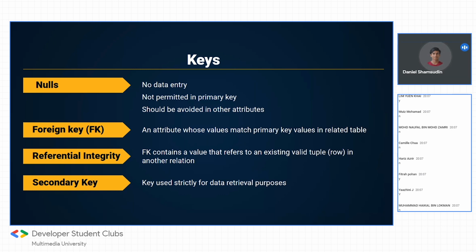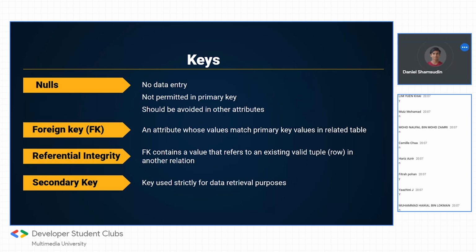The next important word that you'll see a lot in a relational database is foreign key. What is a foreign key? A foreign key is an attribute whose values match a primary key in the related table.